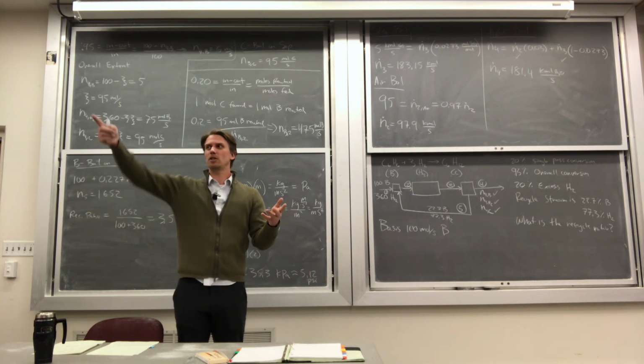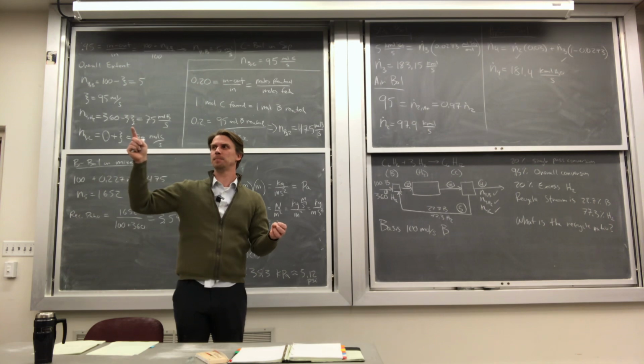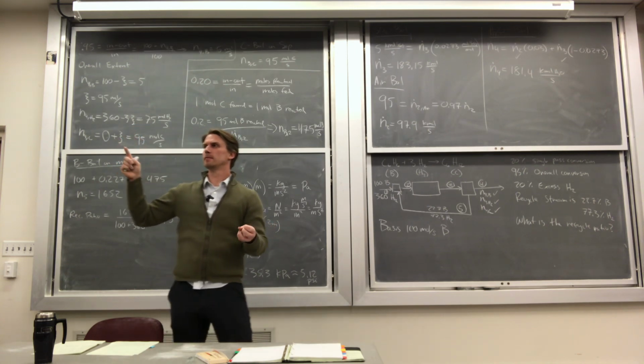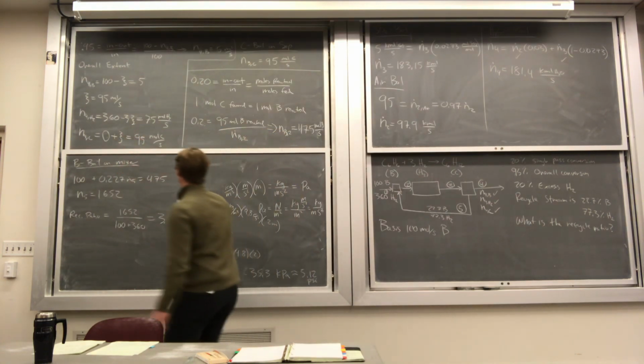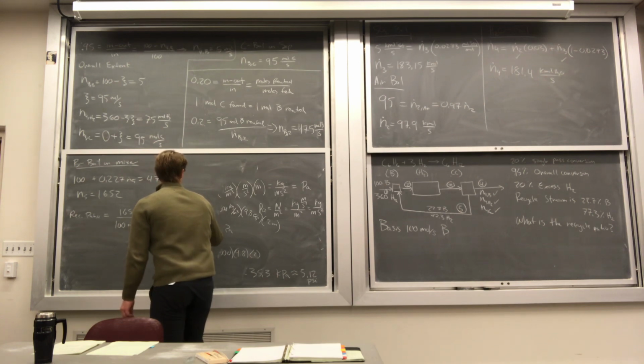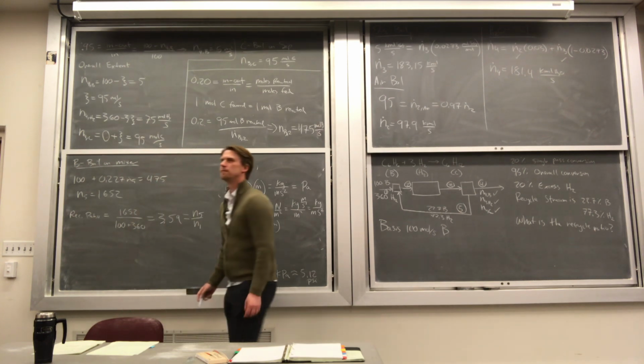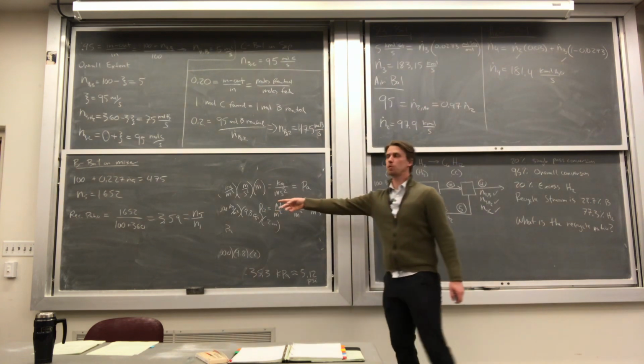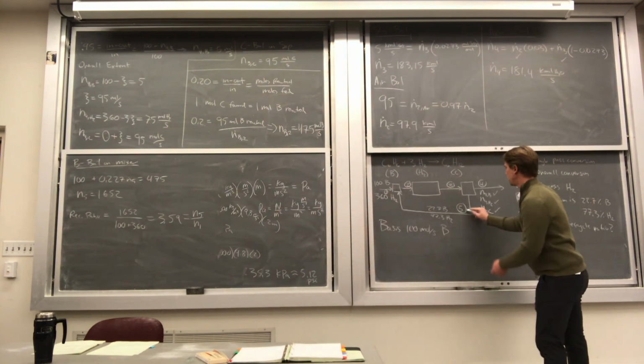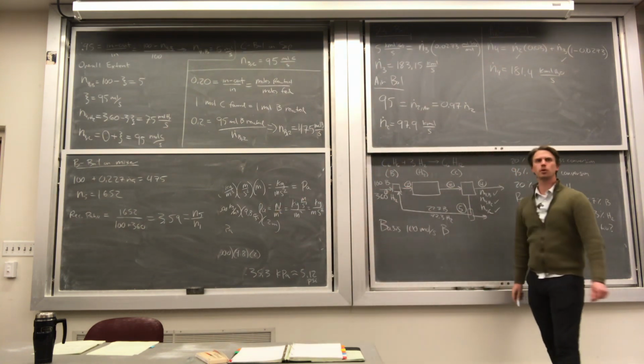All right. Question? So the recycle ratio is moles of 5 over N1? Yes. N5 over N1. And in this case, there's no splitter. So if there's a splitter, you would have this purge stream here.